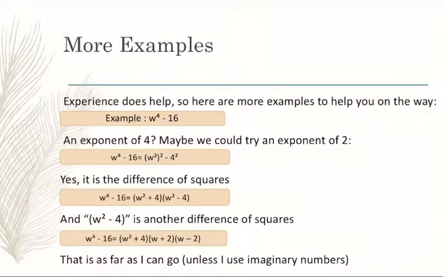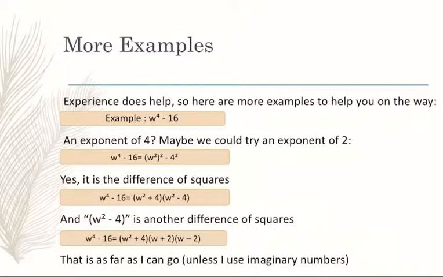More examples. Experience does help. So here are more examples to help you on the way. Example: w to the power of 4 minus 16. An exponent of 4. Maybe you could try an exponent of 2. w to the power of 4 minus 16 equals bracket w squared closing bracket squared minus 4 squared. Yes, it is the difference of squares.